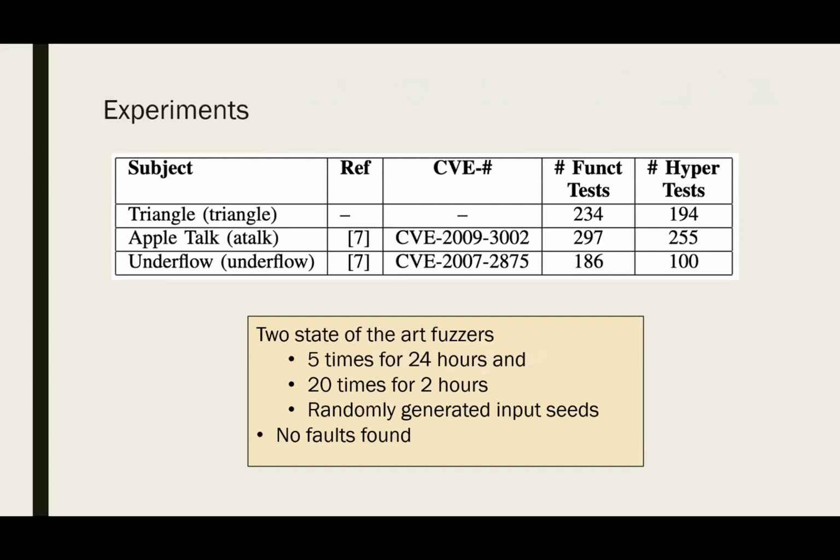First of all, just so that you're clear, we used 2 state-of-the-art fuzzers. We ran them 5 times for 24 hours, 20 times for 2 hours, using some randomly generated input seeds. We did this for 3 programs: the triangle one you've just seen, and 2 programs that have actually been reported as information leakage faults in the literature. These are from the CVE reports on security faults. They were also presented in other papers, so we used the versions from a static analysis paper. And the fuzzer found no faults. So the fuzzer could not even detect the leakage, and obviously it can't repair it.